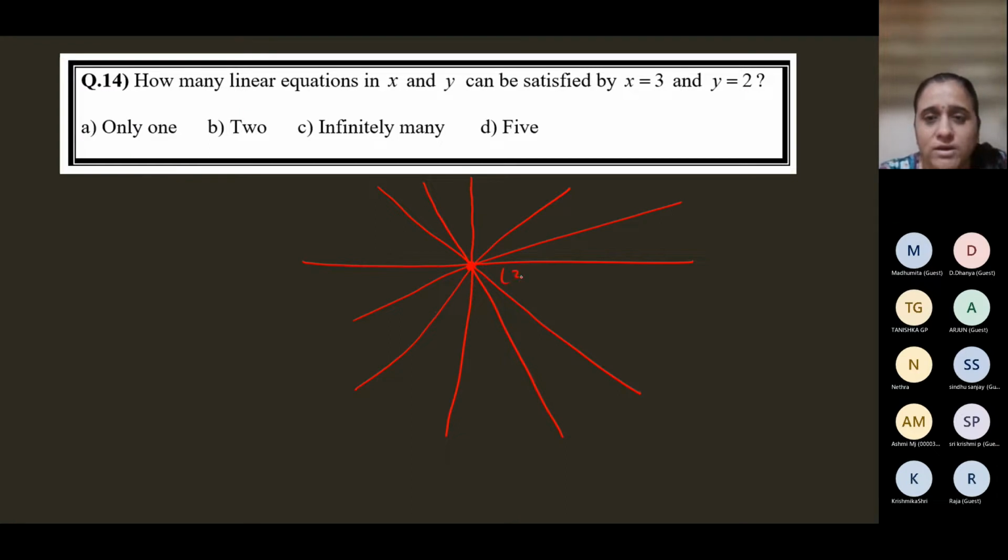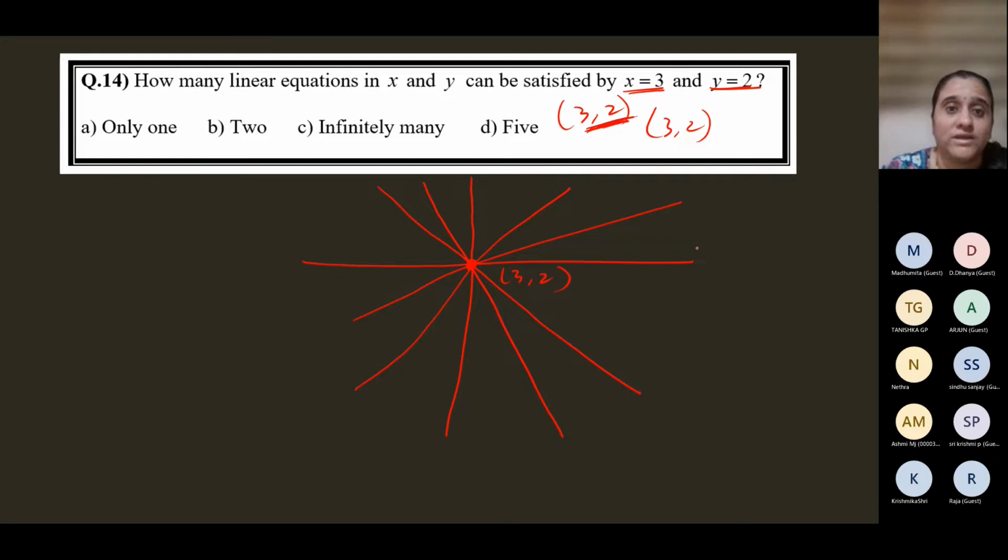And this point is (3, 2). Every point, now this is (3, 2), is the address of a point. And you know that this has a position in the Cartesian plane. So supposing this is (3, 2), you can draw so many lines. x is equal to 3, y is equal to 2 means (3, 2). Instead of saying (3, 2), it's given x is equal to 3 and y is equal to 2. That means the ordered pair is (3, 2). So (3, 2), say, is this point in the Cartesian plane.